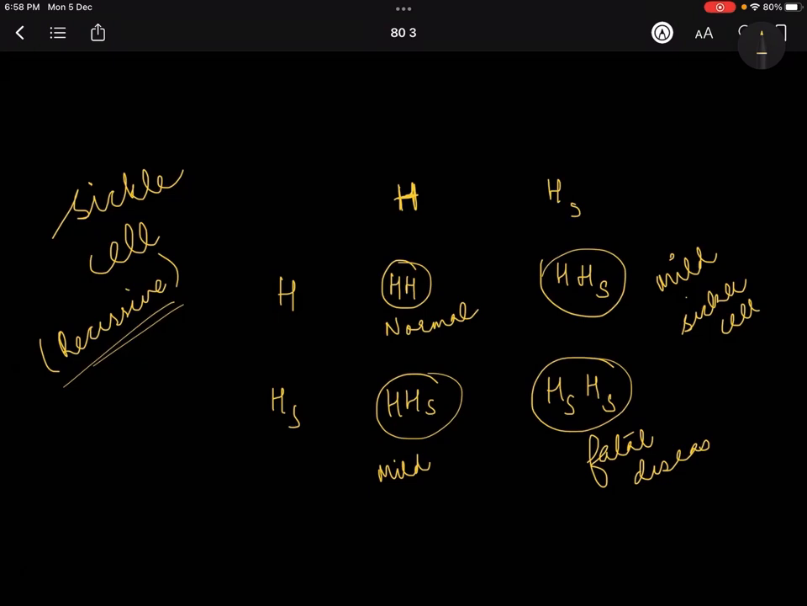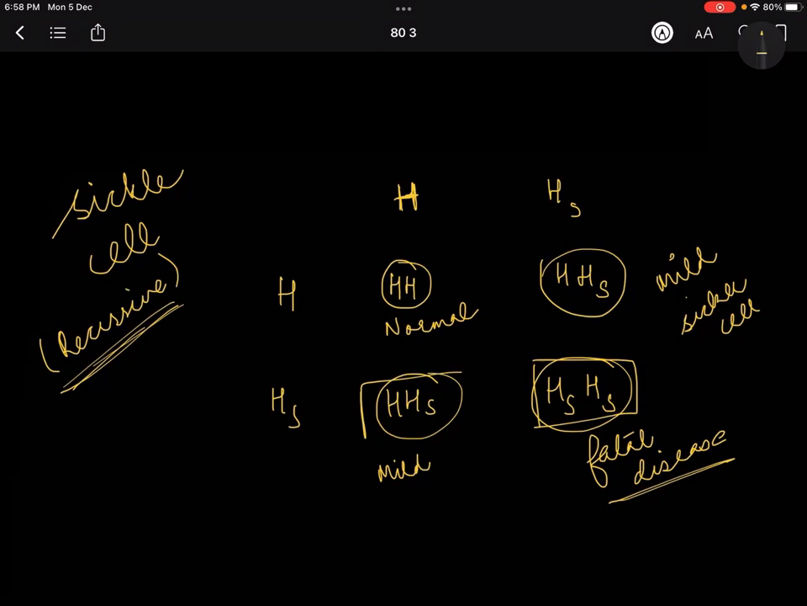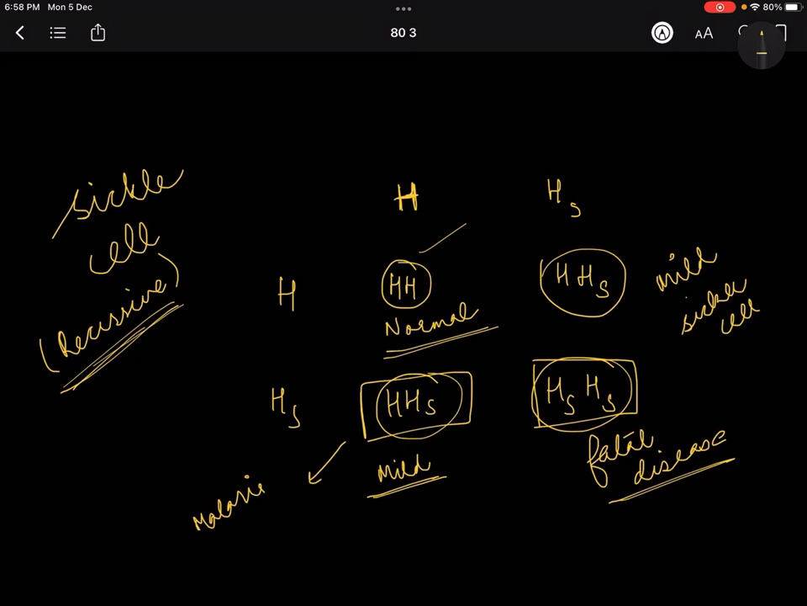So what happens? When you have traits that are recessive, they only become fatal in the homozygous condition. In heterozygous, they either have only a mild disease or sometimes it even favors. For example, in this case, sickle cell protects you from malaria. So a homozygous normal person would have malaria, okay? But a heterozygous person having mild sickle cell disease is not prone to a lot of malaria. And then the homozygous sickle cell anemia person will die. So sometimes this is called heterozygous advantage.